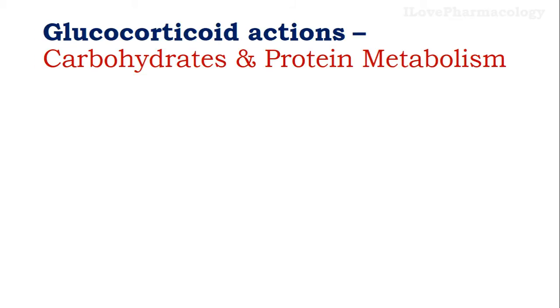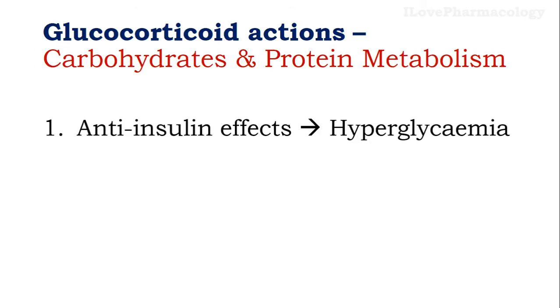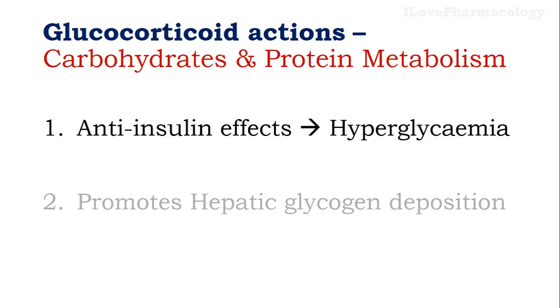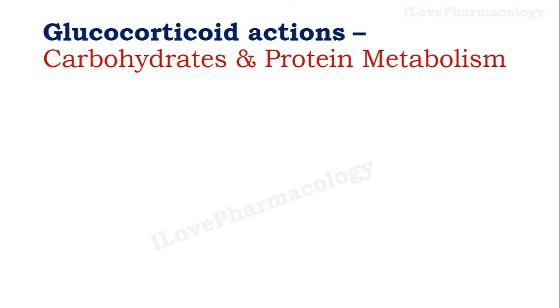Coming to the glucocorticoid actions on carbohydrate and protein metabolism, as we know, it produces anti-insulin effects. It means these glucocorticoids will increase the blood sugar levels, leading to hyperglycemia. And it also promotes hepatic glycogen deposition. So these are the two main actions of glucocorticoids on carbohydrates. Let's see how this mechanism occurs.